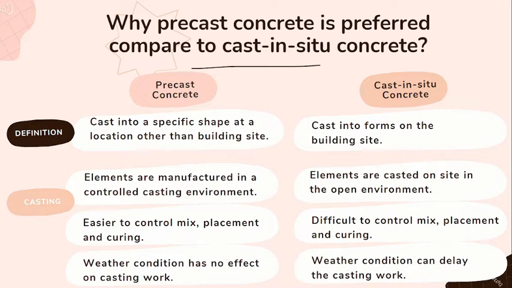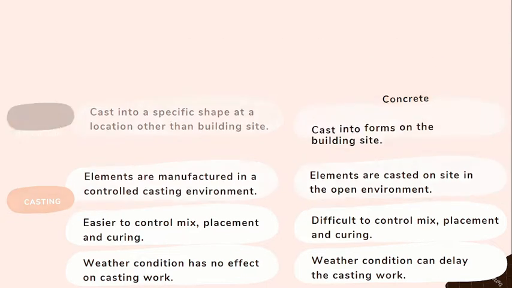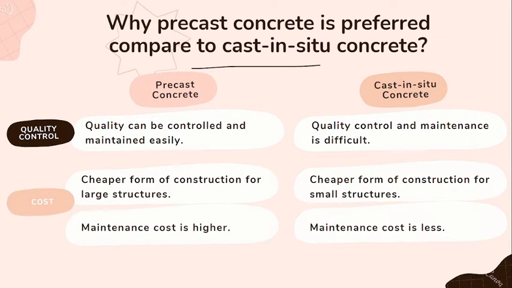Precast concrete elements are manufactured in a controlled casting environment, which makes it easier to control mix, placement and curing. As a result, weather condition has no effect on the casting work. On the other hand, cast in situ concrete elements are cast on site in the open environment, which makes it difficult to control mix, placement and curing. Thus, weather condition can delay the casting work. The quality of precast concrete can be controlled and maintained easily, while the quality of cast in situ concrete is difficult to control and maintain.